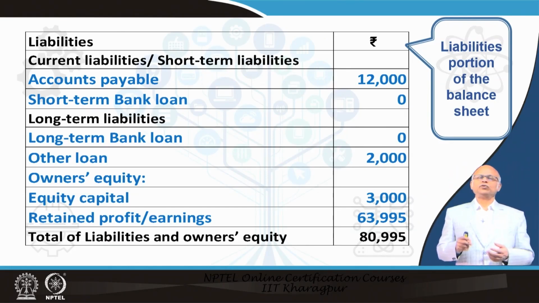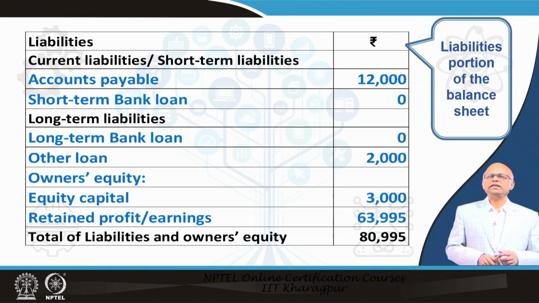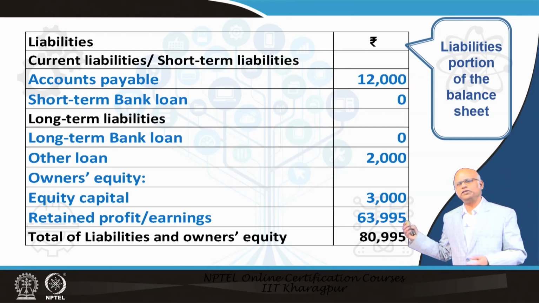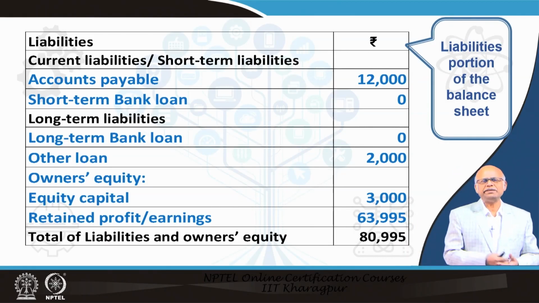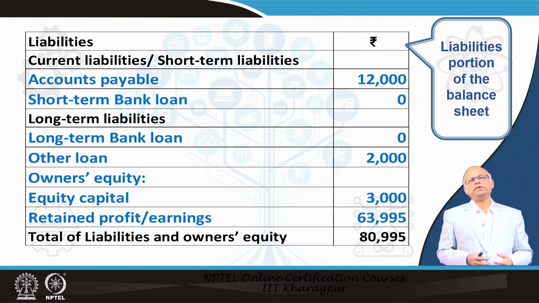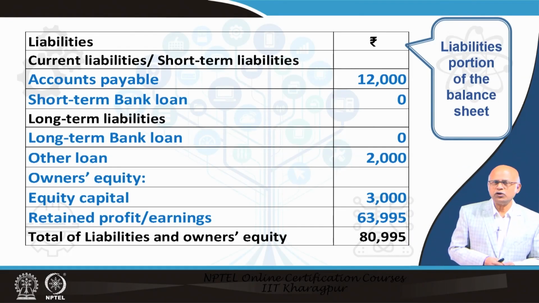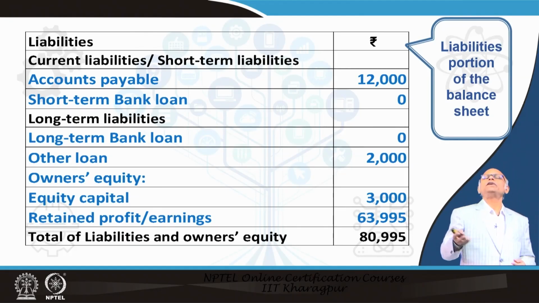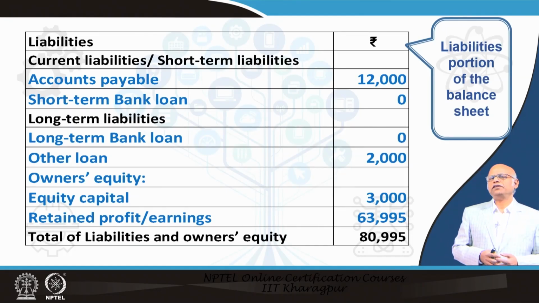The other items is owner's equity. First item is equity capital. You have invested 3,000 rupees at the beginning, if you remember, you brought 3,000 rupees, you borrowed 4,000 rupees to make 7,000 rupees to start this business. So, equity capital is still 3,000 rupees as long as you are not bringing in new money. Usually, equity capital normally does not reduce, because you normally do not take away money from equity unless you write it down.